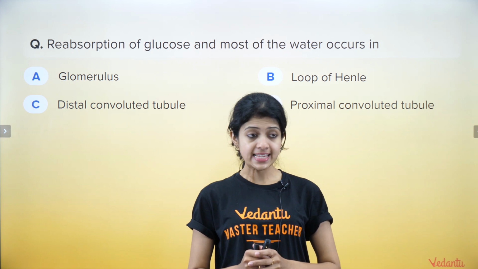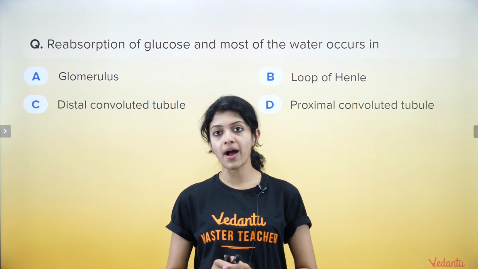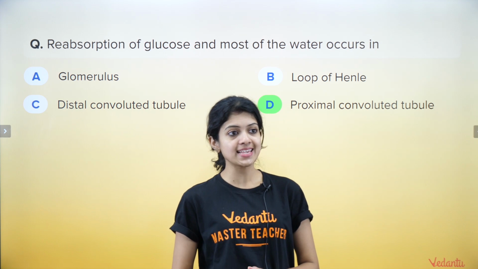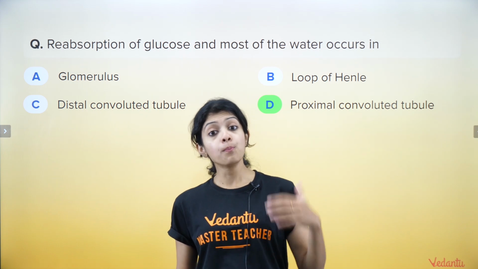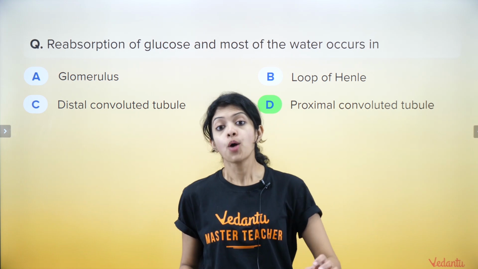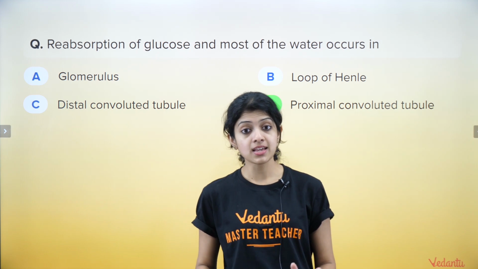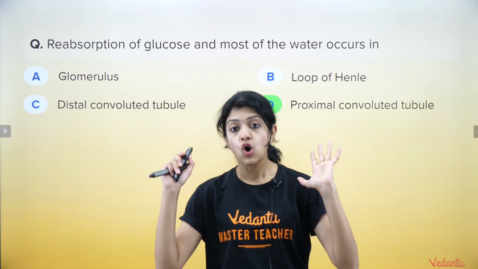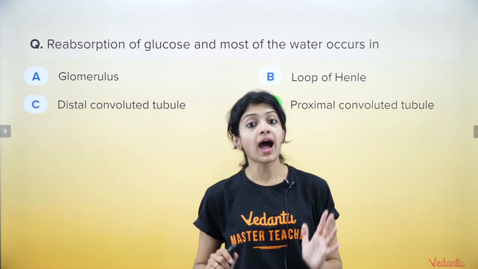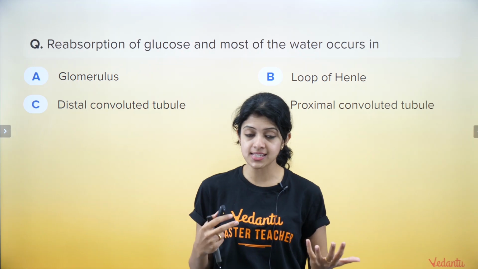Glomerulus, loop of Henle, DCT, PCT. 3, 2, 1, go. The answer is PCT. Most of the reabsorption, remember, happens in the PCT. Most of the secretion happens in your DCT. But yes, all of these tubular parts of your nephron are equally important in those two steps, reabsorption and secretion.